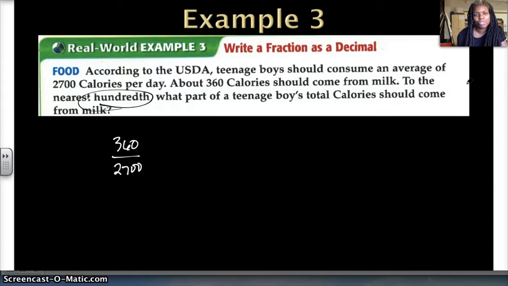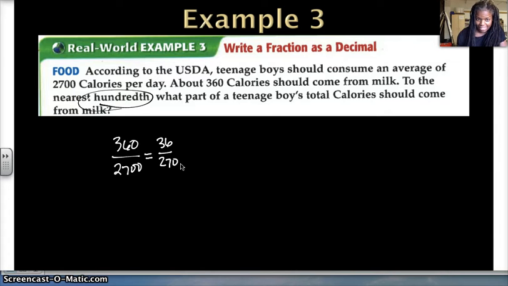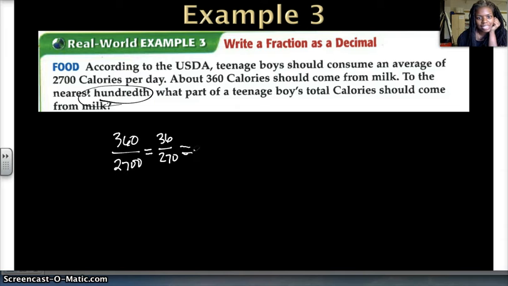If it's to the nearest hundredth, what we're going to do is change this fraction into a decimal, and we're going to do that quickly. First thing I'm doing is dividing the top and bottom by 10, so I get 36 over 270. I'm going to reduce this as much as possible. I know that 9 goes into 36 4 times, and 9 goes into 270 30 times. Did I get that right? 9 goes into 27, yeah, so 30 times. All right, good. Then I reduce this further and get 2 over 15.